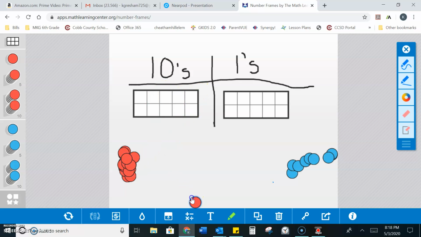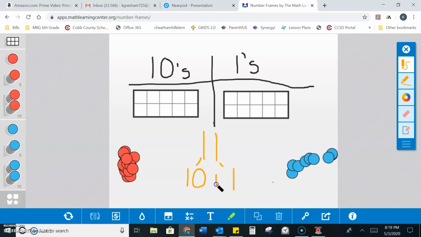Think in your brain, what does 11 look like? 11 is a 1 and a 1. Good job. So 11 stands for one group of 10. That's what this 1 represents right here. And this 1 stands for one extra 1.